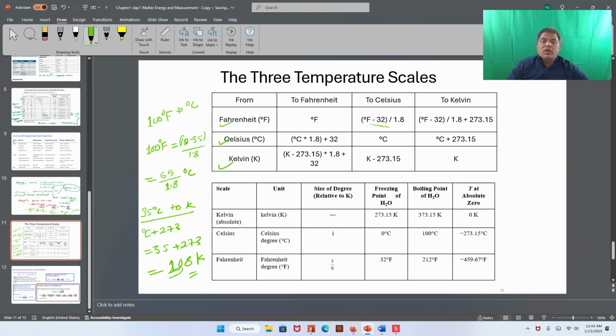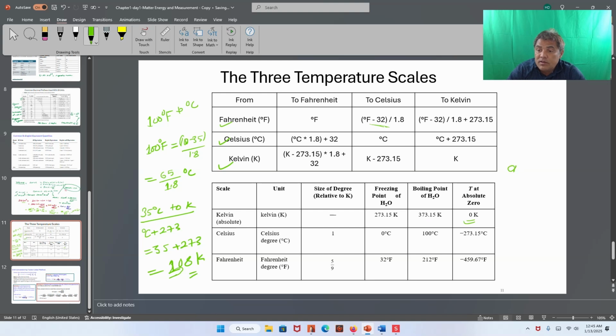So this way you can convert the temperature from one to another. Okay, so here the freezing point and boiling point are given. In Kelvin this is the freezing point, and the boiling point of water is this in Kelvin. Absolute 0 is 0 Kelvin. This is the absolute 0.